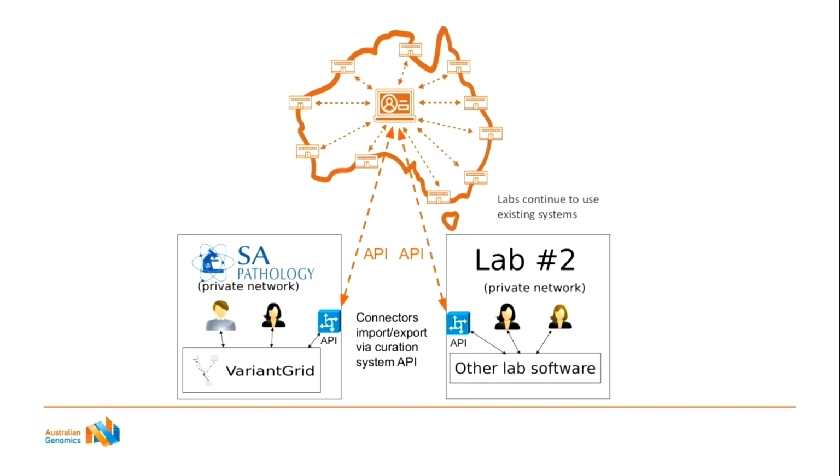So the way it works is, SA Pathology use VariantGrid, so we can do whatever we like there. But in other states, they use different software, so we have to write integration software with them and talk to their system, and then translate the data from their format into the common format, and then send it up via API.